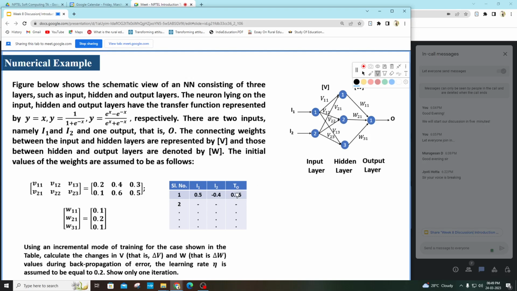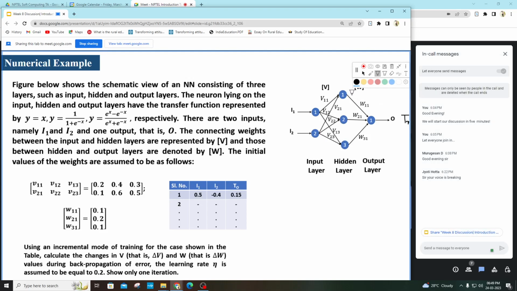We are also given the target output TO. What is the significance of the target output? By this target output we will be calculating the error. Now the input layer is connected to the hidden layer by weights V: V11, V12, V13, similarly V21, V22, V23. Similarly you can see here W11, W21 and W31.